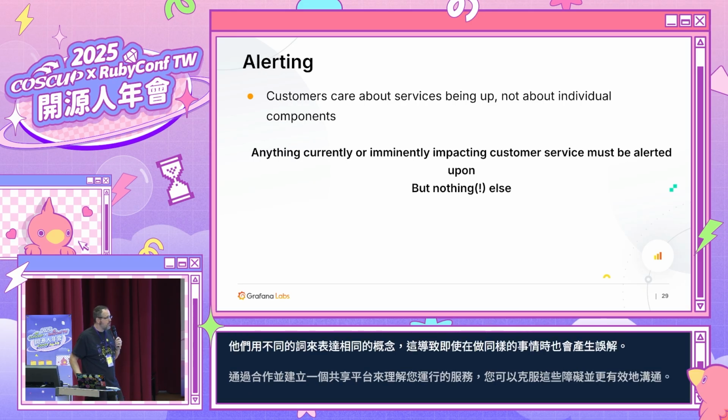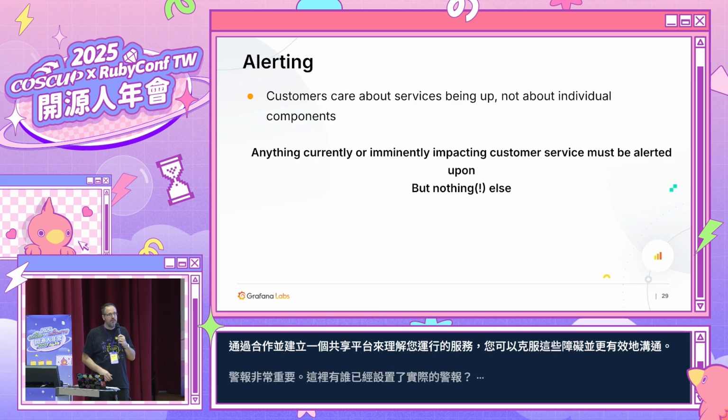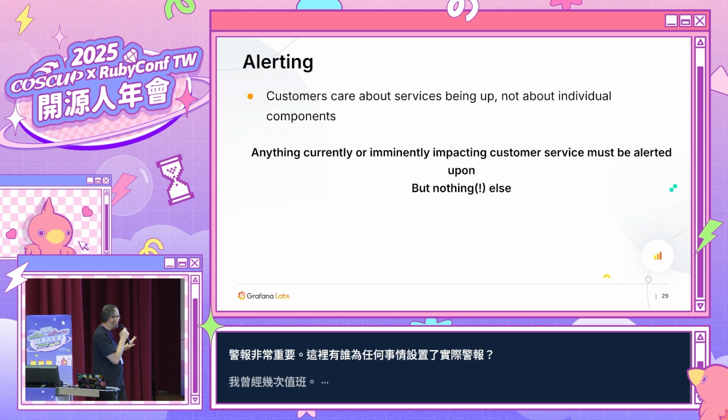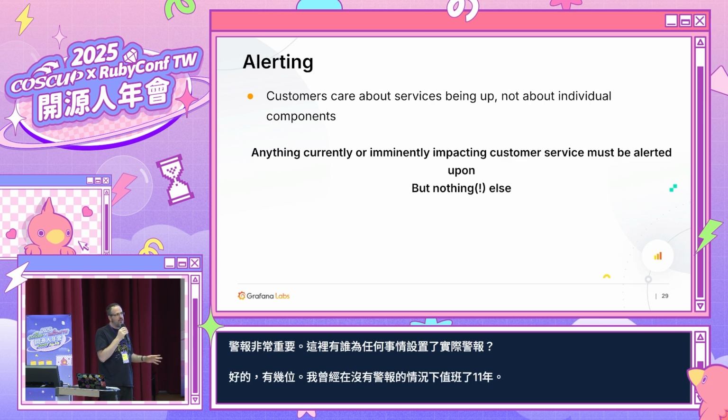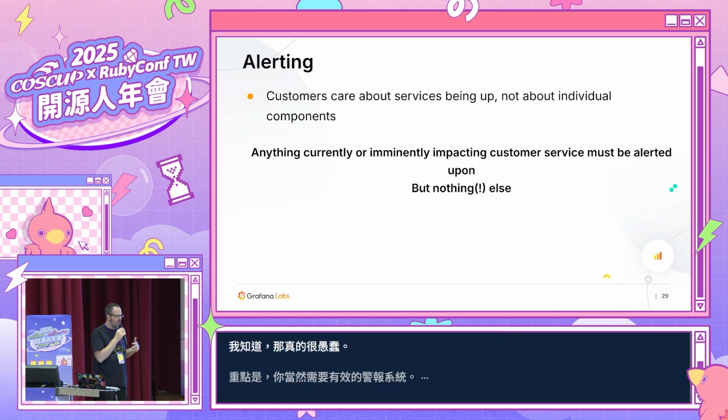So alerting, super important. Who here has actual alerts for anything they are responsible for? Okay, a few. I was on call for 11 years without break. Very stupid on me. Yeah, I know, very stupid. Anyway, point is you need good alerting because otherwise you will burn out. Because this wakes you up at 4 a.m. on a Sunday, and this happens a few Sundays, and your partner is very unhappy, your family is very unhappy, you get no sleep, it's bad.